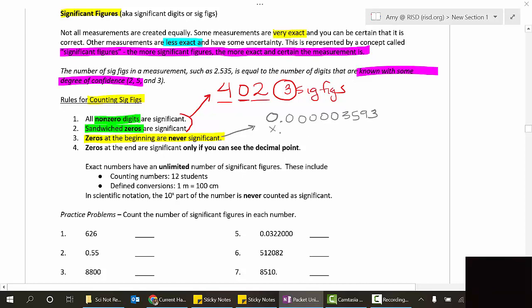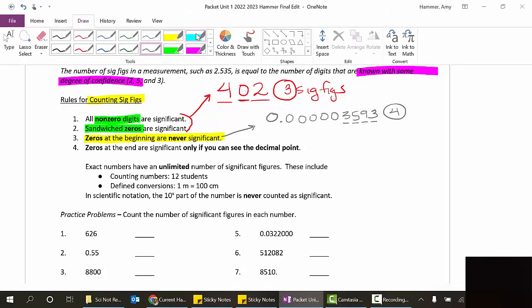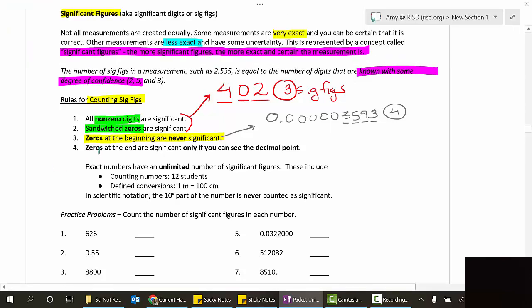So these zeros at the beginning do not count. Nope, nope, nope, nope, nope, nope. They're not significant. Okay? They are simply placeholders so that the 3, 5, 9, and 3 are in the right place value. So the 3, 5, 9, and 3 count as significant because they are non-zeros. So this number here has 4 sig figs. So again, zeros at the beginning of a number are never significant, period, the end. There is no more information to that rule.